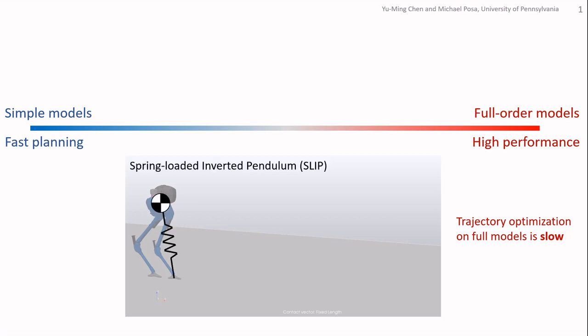Another popular model is called spring-loaded inverted pendulum, where we replace the legs with a spring. Similarly, we plan trajectories and ask the robot to track them. Since we're asking a complex robot to behave like a very simple system, we automatically lose performance. Therefore, many people have attempted to extend the model to try to add the performance back in.